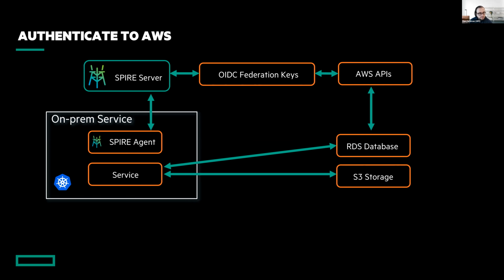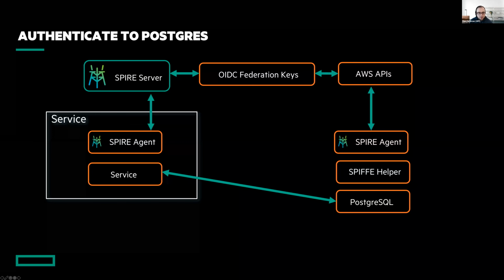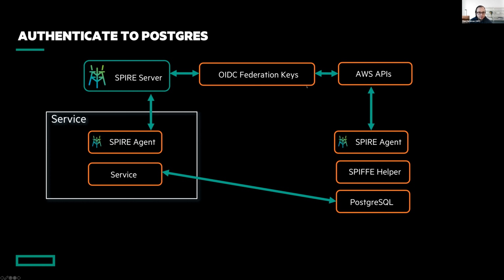And then another way to do this is, sorry, this diagram is a little bit wrong. I just realized that. But you can use this to authenticate to Postgres, basically using the same thing, even outside of AWS. This shouldn't say AWS APIs, but you can use the same OIDC federation mechanism to authenticate to a Postgres database or several other different types of databases.